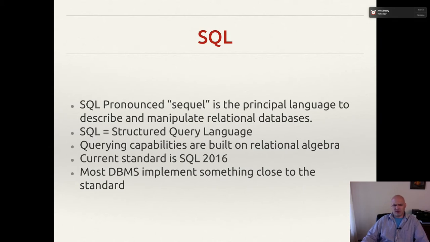The current standard is SQL 2016. I'm not really too bent on you guys knowing the dates and the standards, but it's good to know. And this is important: most database management systems implement something close to this standard, but unfortunately there is no all-encompassing standard where I can write SQL for one database management system and know that it's going to work for any other. That's just not the case, unfortunately. Usually you just need small tweaks, but it's just the world we live in.